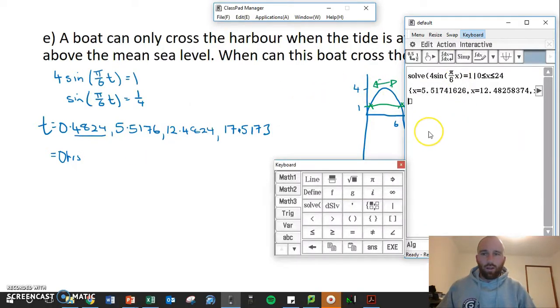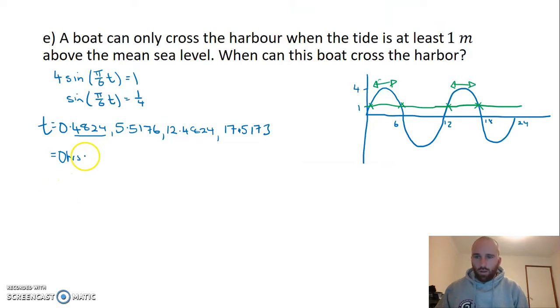How we do that is we take 0.4824 and multiply that by 60. Okay, so I get 28.944. I'm going to round that off, and that's going to be rounded to 29 minutes. As you repeat that process, the next one would be 5 hours.